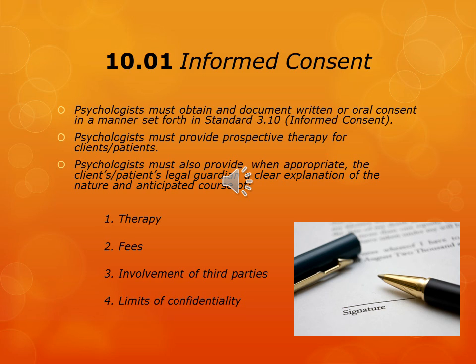10.01, which is the informed consent, pretty much deals with the document written and the oral consent that the psychologist gets from the client or the patient. It pretty much states the therapies, the fees, involvement of third parties, and the limits of confidentiality. It's also important for the psychologist to express the consent in a language that is clear and easy to understand to the patient and the client.